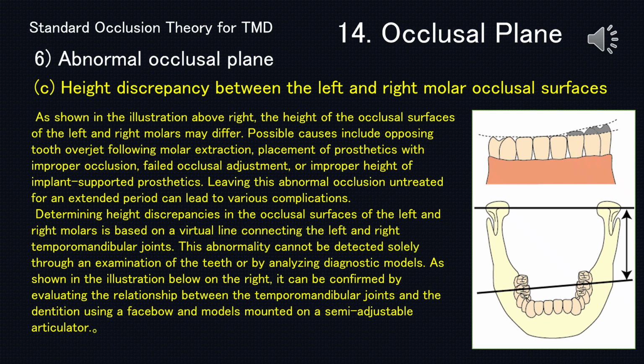Determining height discrepancies in the occlusal surfaces of the left and right molars is based on a virtual line connecting the left and right temporomandibular joints. This abnormality cannot be detected solely through an examination of the teeth or by analyzing diagnostic models. As shown in the illustration below on the right, it can be confirmed by evaluating the relationship between the temporomandibular joints and the dentition using a face bow and models mounted on a semi-adjustable articulator.